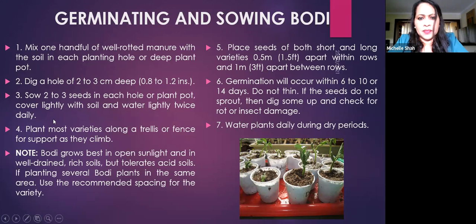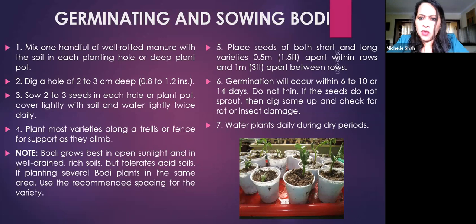Plant most varieties along trellises or fence to support as they climb. Place the seeds of both short and long varieties about 1.5 feet apart within rows and 3 feet apart between rows. The germination will occur within 6 to 10 or 14 days.